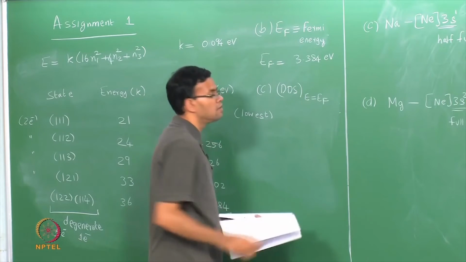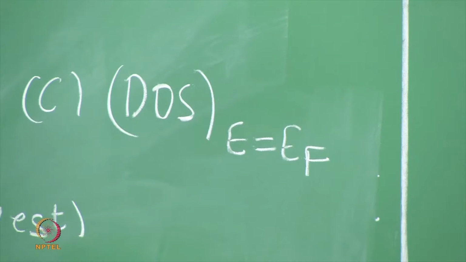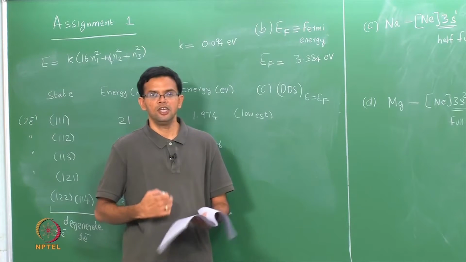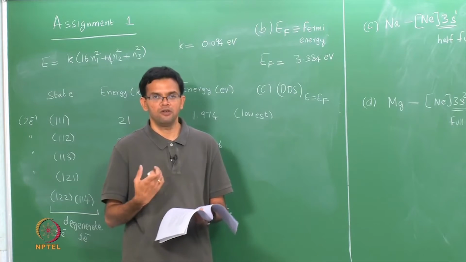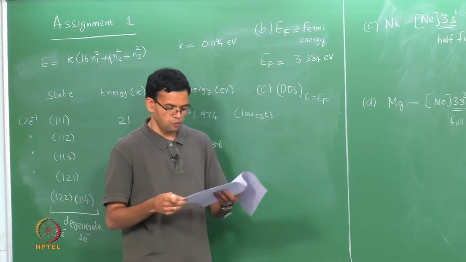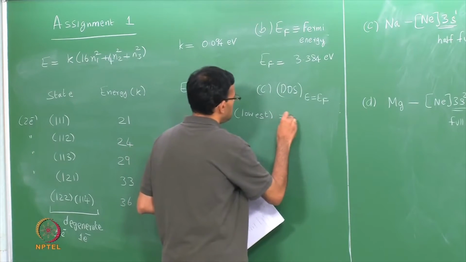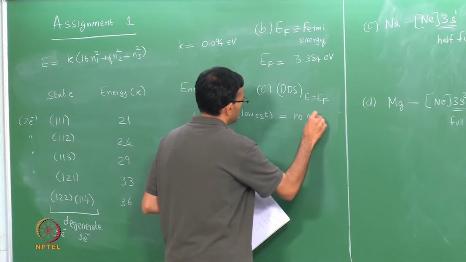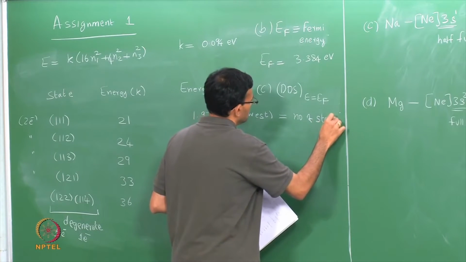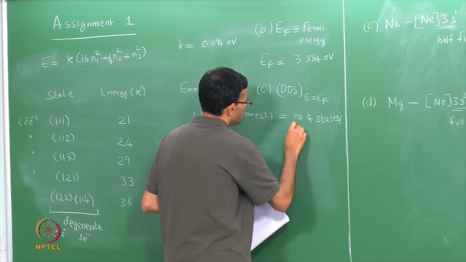Part C, we want to determine the density of states at EF. So, density of states, once again we will go back to the definition. Density of states is the total number of states per unit volume. So, this is the number of states per unit volume.